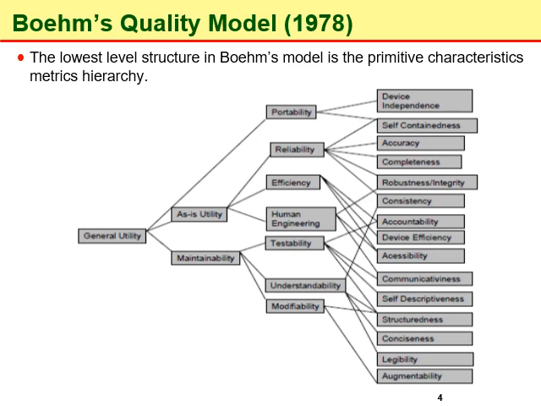Then Boehm classified the characteristics into the primitive characteristics, which I just mentioned, as the low-level characteristics, and these characteristics include device independence, accuracy, completeness, consistency, device efficiency, accessibility, communicativeness, self-descriptiveness, legibility, structuredness, conciseness, and augmentability.